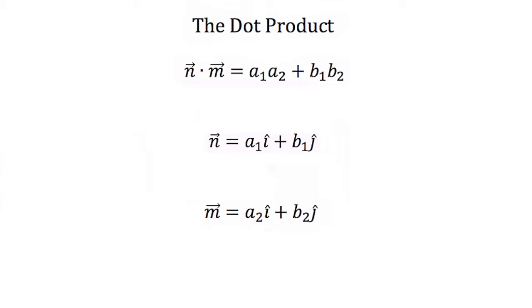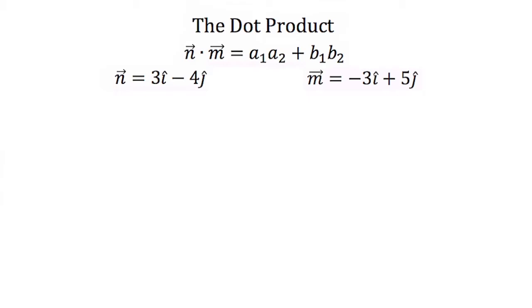When we take the dot product of two vectors, all we do is take their x values and multiply them together. Then we take their y values and multiply them together. Then we take those two products and add them together. So when you take the dot product of two vectors, you end up with a scalar. Remember, vectors have a magnitude and a direction. A scalar is just a number. It's just a magnitude. There's no direction to it.